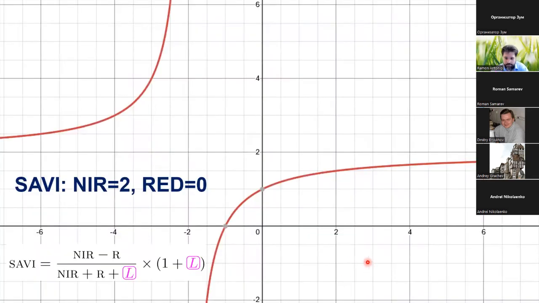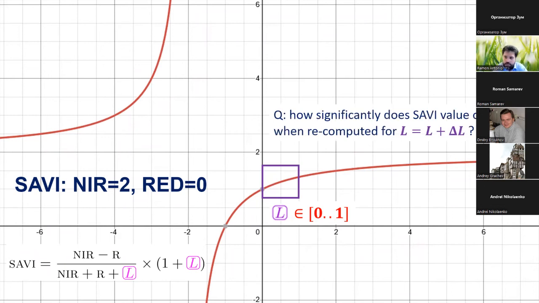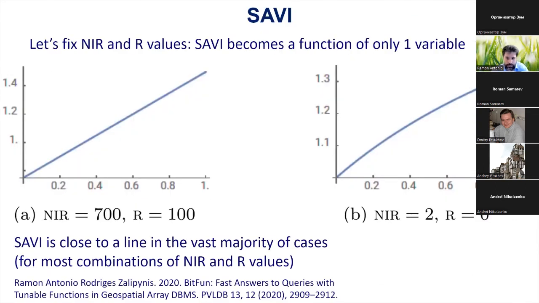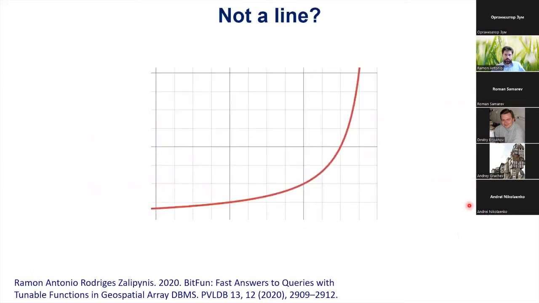Let me share some insights. Please have a look at this SAVI function. In general, it's rather a non-trivial function. However, we need only a particular piece of this function. Now a natural question arises. How significantly does the SAVI value change when recomputed for L plus a small delta? Let's fix near and R values. Now SAVI becomes a function of only one variable. This is L. If we look even closer, we will notice that SAVI is close to a line in the vast majority of cases. This is for most combinations of near and R values. So, wondering what if the function is not a line? Please have a look at the paper for more details.